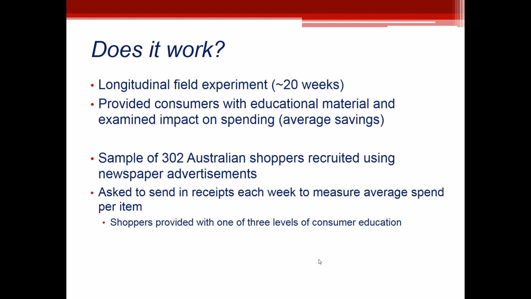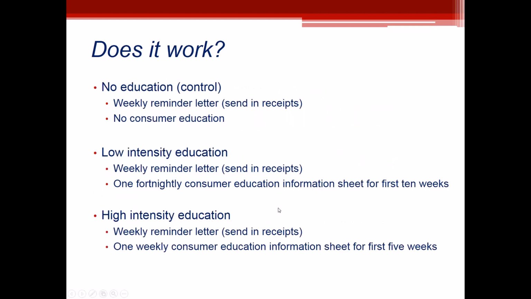We took about 5 weeks of grocery receipts to get a baseline measure of their general average spending, and then we gave some of those consumers consumer education about unit pricing and others no consumer education about unit pricing, and we monitored their spending across a 20-week period. We did actually have 3 groups. One group is what we call our control group, who got no education. We had a low intensity education group.